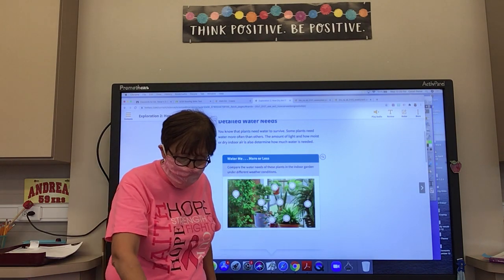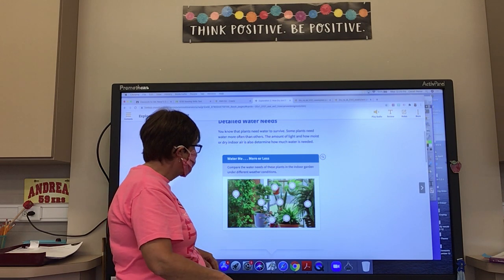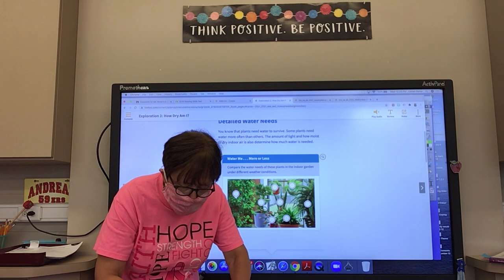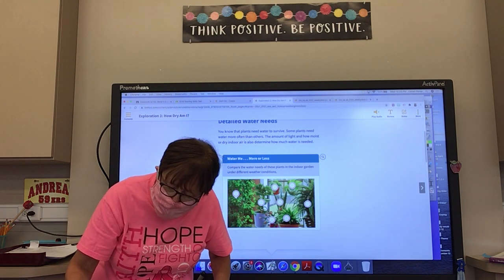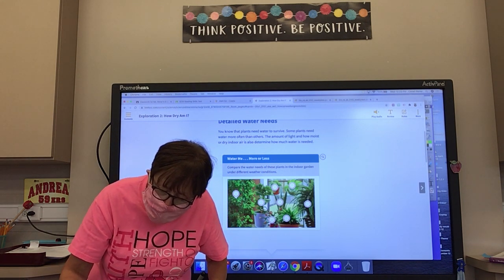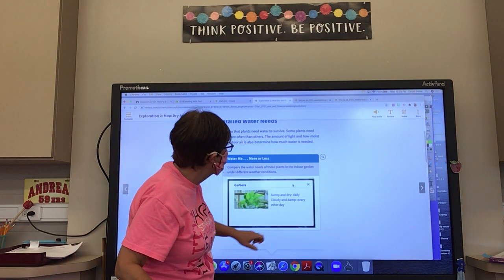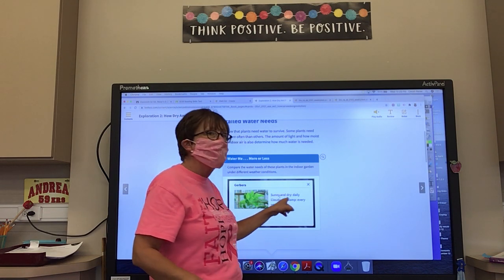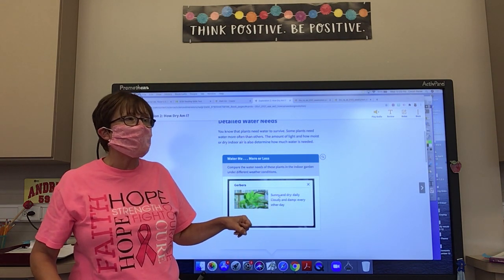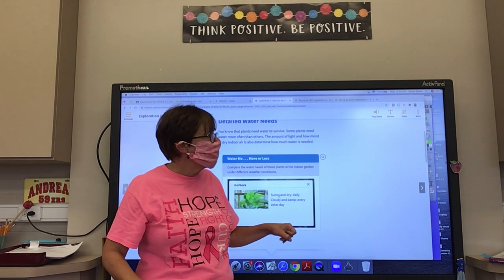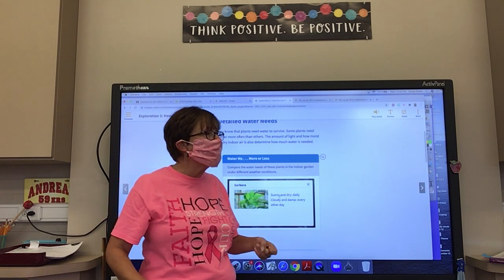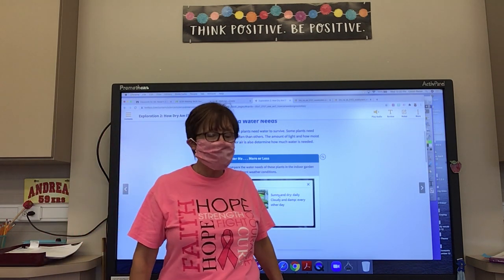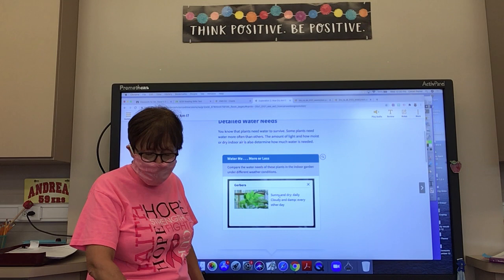Okay, now we have our Gerber daisies. At least I think that's going to be a Gerber daisy. That one is up here. We have to water that one. What does that one say? Yes, Kelsey? Daily. So how many times are we gonna have to water that? 14 times, because we have to water it every single day we're gone.